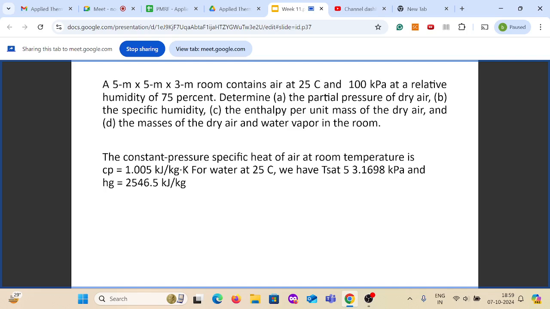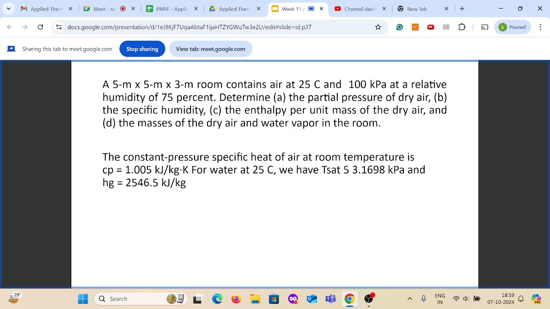Moving on, the next question is: a 5 meter by 5 meter by 3 meter room contains air at 25 degrees Celsius and 100 kilopascal at a relative humidity of 75%. So determine A, the partial pressure of dry air, B, the specific humidity, C, the enthalpy per unit mass of the dry air, and D, the masses of the dry air and water vapor in the room.